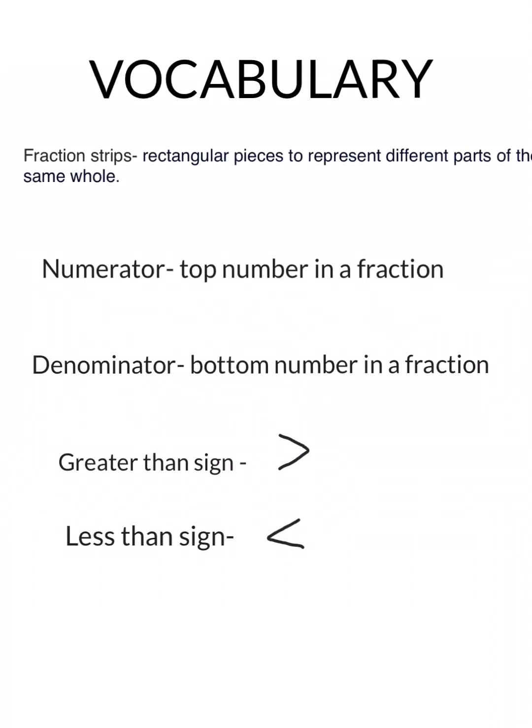First, we have to discuss some vocab that will help us navigate through this lesson. First off, we're going to talk about fraction strips. Fraction strips are rectangular pieces to represent different parts of the same whole. Numerator. This is the top number in a fraction. Denominator. The bottom number in a fraction.